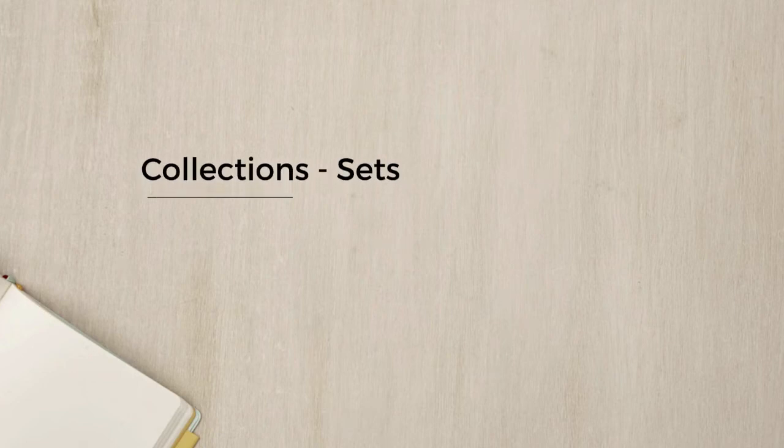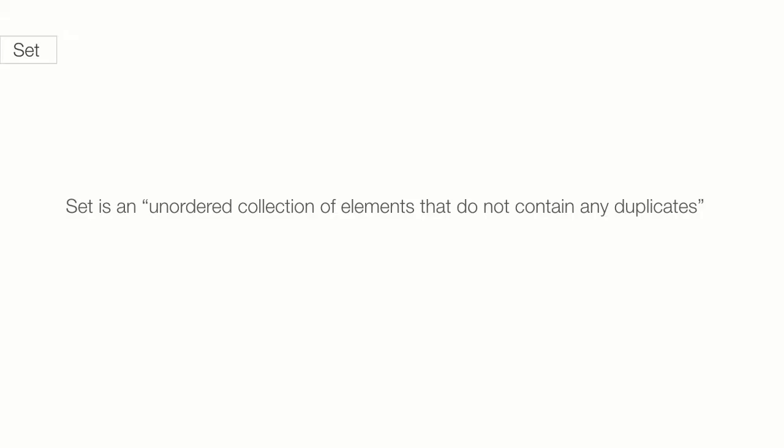In this lecture, we'll talk about another collection type called sets, and then take a look at differences between lists and sets. By definition, a set is an unordered collection of elements that do not contain any duplicates.